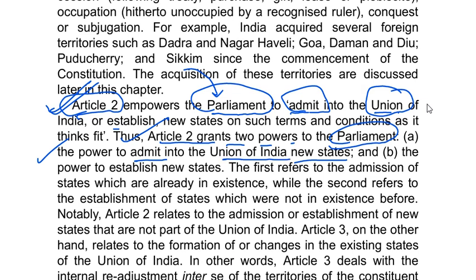That means Parliament can incorporate certain new states into the existing territorial boundary of the Union of India. And the second power is related to the fact that Parliament has the power to establish new states. Now, the first clause, that means the power regarding the admission of new states into the Union of India, is related to or is referring to the admission of such states that are already in existence. But the second clause, that means the establishment of new states, means those which are not at all present before.